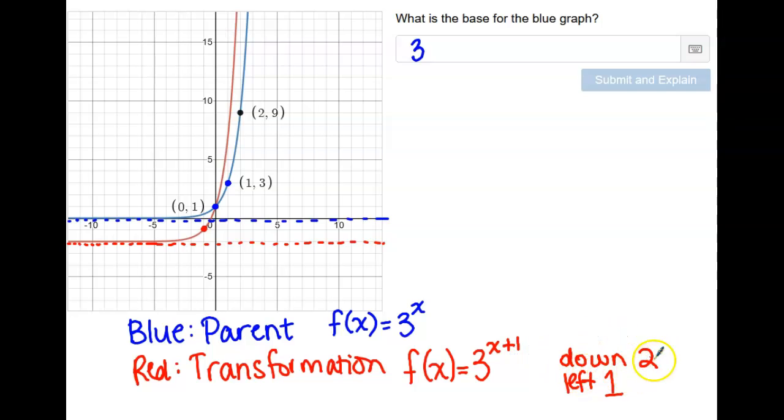And outside the parentheses, or outside the exponent, down 2, that's your up and down, and it's going to keep the same sign. So if you go down, that's going to be minus 2. So this would be the equation for the red graph.